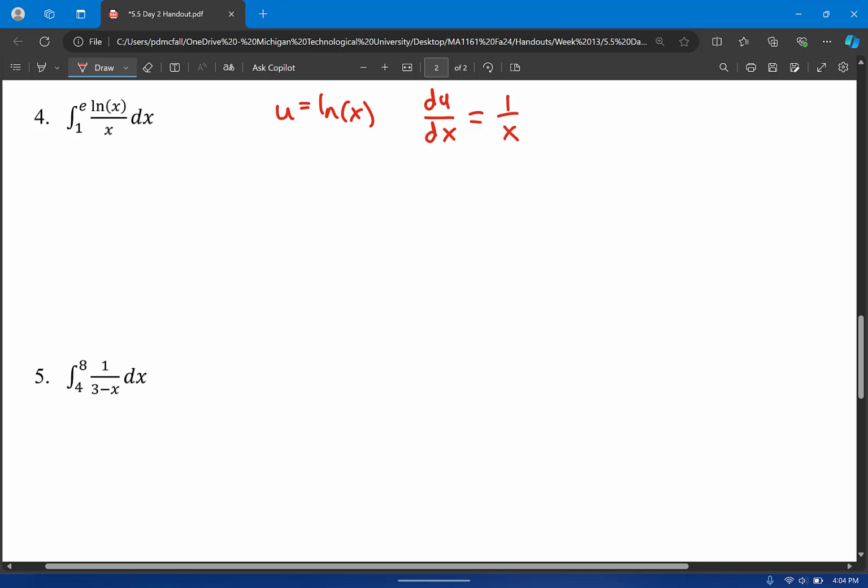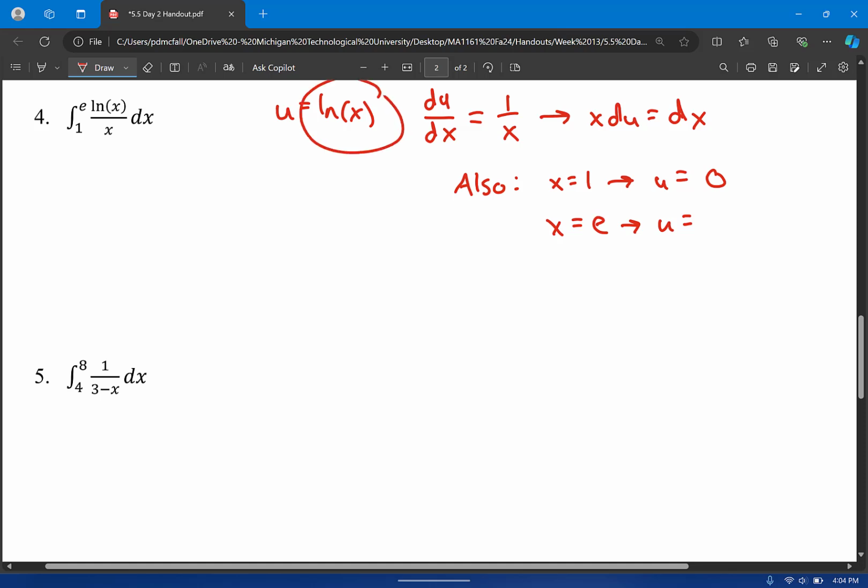The derivative of natural log is 1 over x. So we can solve for dx as x du is equal to dx. Also, when x is equal to 1, that means u is equal to natural log of 1, which is 0. And when x is equal to e, that means u is equal to natural log of e, which is 1. So the limits of integration change to become 0 and 1.